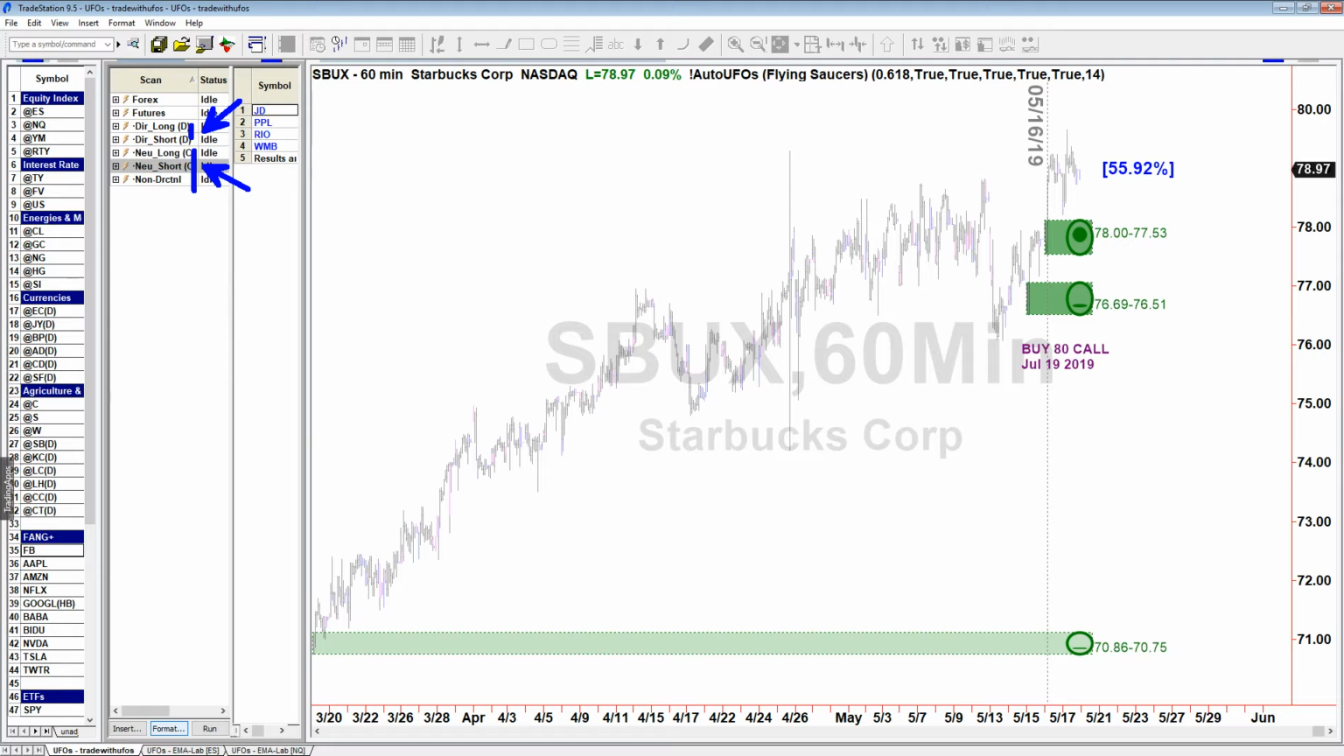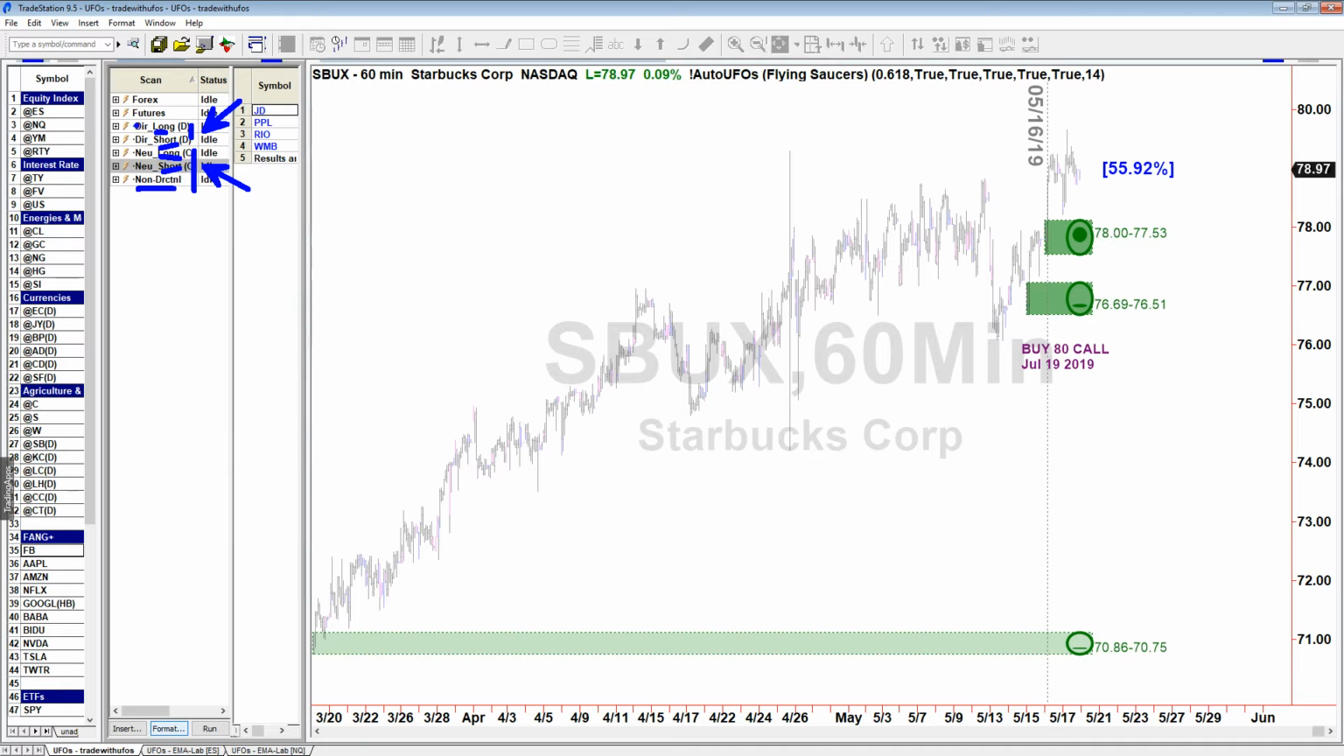The second difference is that on the top, the 2 with the word long are looking at stocks in an uptrend. The 2 with the word short are looking at stocks in a downtrend, whereas non-directional doesn't look at the trend at all. It doesn't care if the trend is up or down or sideways. It doesn't care.